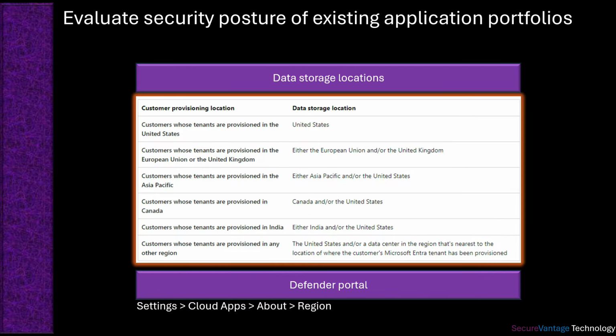Defender for Cloud Apps runs in Microsoft Azure data centers across different regions. The data it collects is stored either in your tenant location or in the location of another online service that Defender for Cloud Apps shares data with. If your Defender for Cloud Apps data is stored in your tenant location, keep in mind that this location is fixed once it is set up and can't be changed later. To check where your Defender for Cloud Apps tenant is located, you can go to the Microsoft Defender portal and navigate to settings, then to cloud apps, then about, and then region.